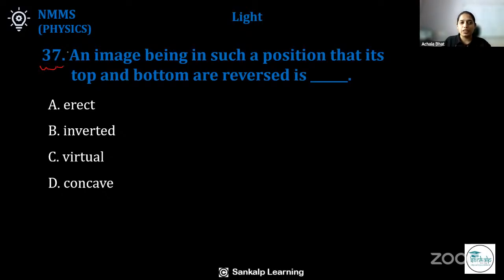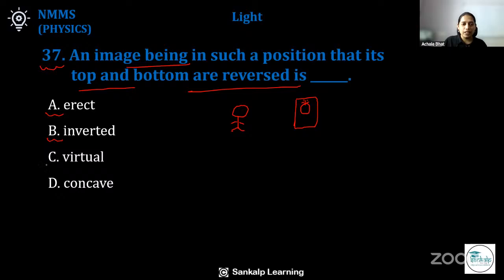Let us see question number 37 of NMMS Physics chapter Light. An image being in such a position that its top and bottom are reversed is dash. If this is you and your image is formed like this, your top and bottom are reversed. In that case, that image is called A, erect, B, inverted, C, virtual, D, concave.